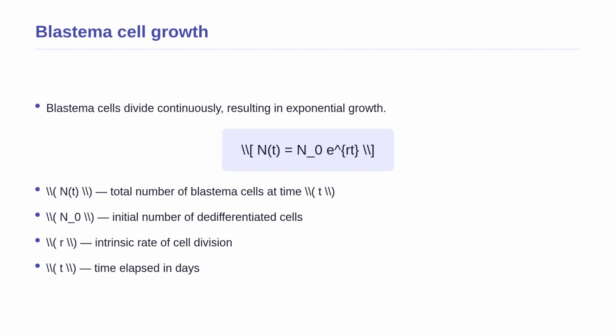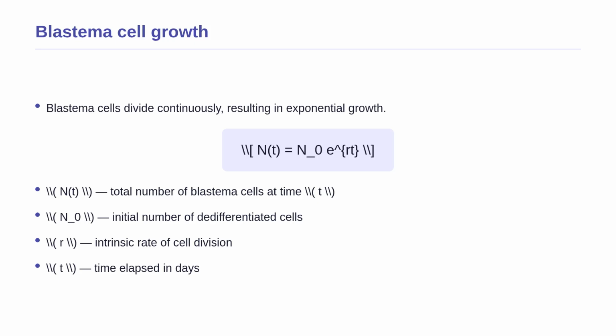Now that we understand what a blastema is, let us look at how it grows so quickly. The cells in the blastema divide continuously without spatial limits at first, meaning they grow exponentially. We model this explosive growth using the standard exponential growth equation.